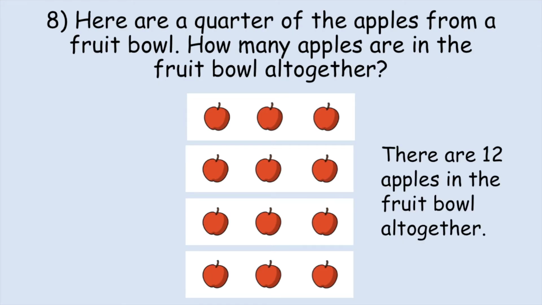Here are a quarter of the apples from a fruit bowl. How many apples are there in the fruit bowl altogether? So we started with 3, so that was 1 equal group. But we needed to have 4 equal groups. So now I have 1, 2, 3, 4 equal groups. 1, 2, 3, 4, 5, 6, 7, 8, 9, 10, 11, 12. There are 12 apples in the fruit bowl together. Well done if you got that correct.